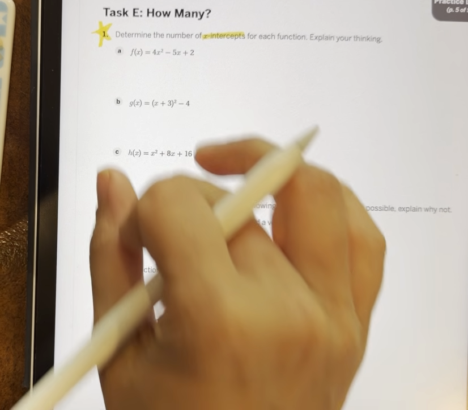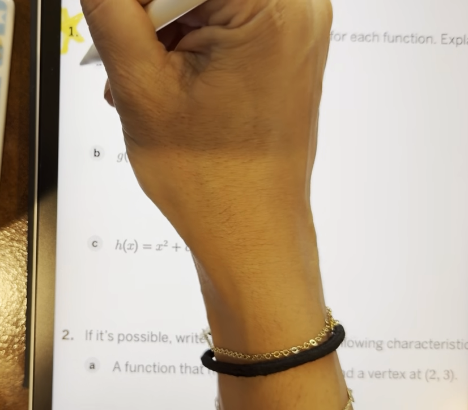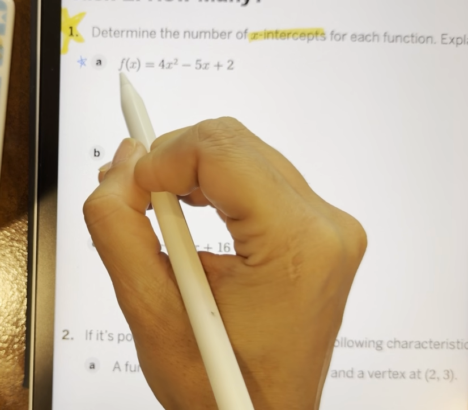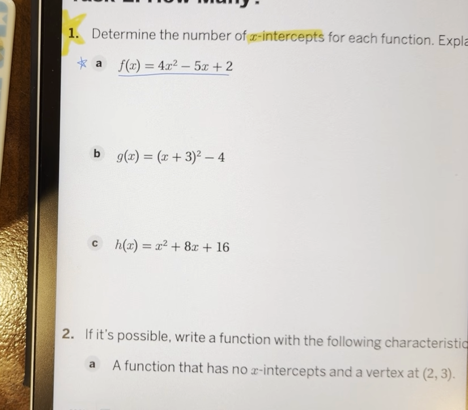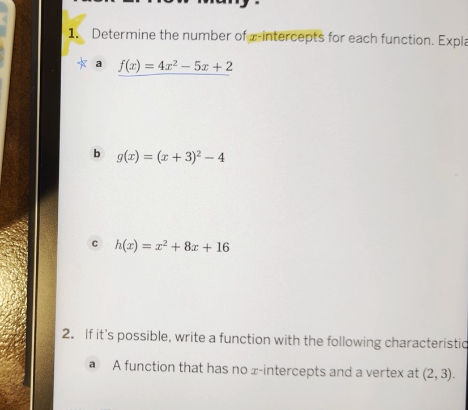Let's go see. This first one, okay? This is the toughest way to tell, when they give you standard form like this. Because you can't really tell from standard form, you guys. Don't think you can. You can't. So here's what I do. I try to factor it. Because if it factors, then it has x-intercepts, okay?